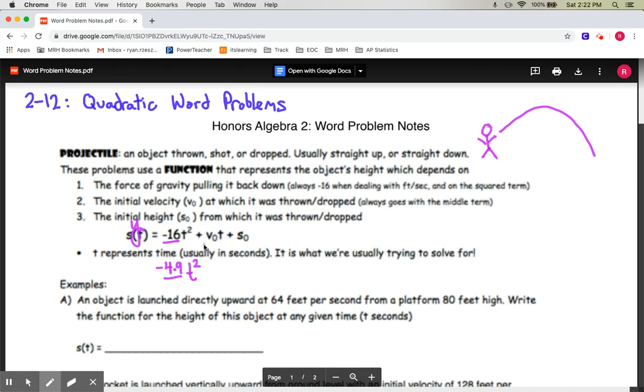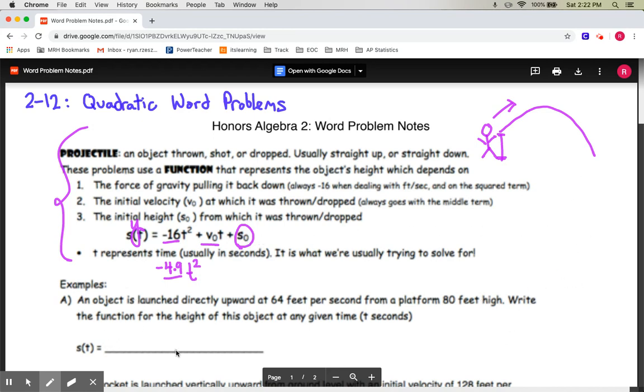The linear term here in the middle, the V with a little O on it right there, is your starting velocity. So how hard do you throw something? And then you have your time again. And then this last part right here, this S with the O on it, is your initial height. So how high off the ground is the object when the problem begins? This all looks very complicated, but it's actually very easy to write a quadratic word problem.